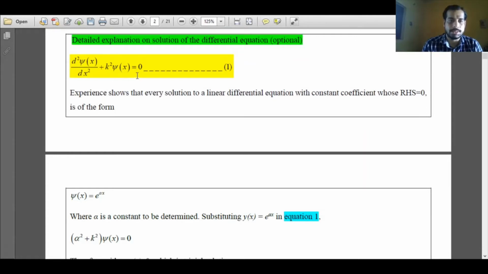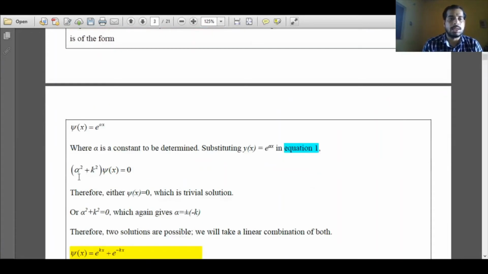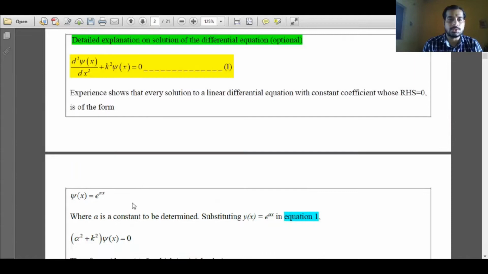So for a constant coefficient equation whose right hand side is equal to 0, the solution lies in the form psi x is equal to e to the power alpha x. Now what is alpha? Alpha is a constant in the exponential form. So if I substitute this solution in equation 1, I'll get alpha square plus k square times psi x is equal to 0.